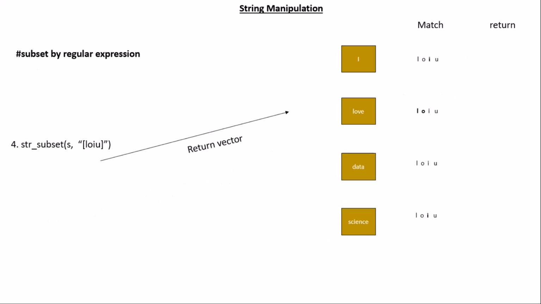Now comes the second box, love. As you can see, there are two characters that match, that's why it returns the string love. Similarly it goes to the third box, data. It does not match anything, there is no similarity between DATA and LOIU, so it does not return anything. In the last box only one character matches, I, that's why it returns science. So when you run this, it returns two words, love and science.